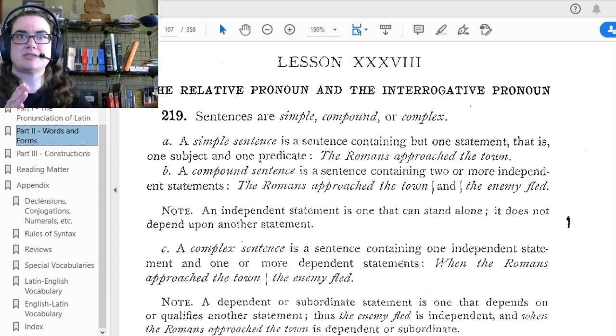A compound sentence has two or more independent statements. The Romans approached the town, comma, and the enemy fled. Two totally independent statements, both with subjects and predicates. You know, you could write them as two simple sentences, but we make them a compound. Fine. See, an independent statement is one that can stand alone. It does not depend upon another statement. Okay. But then there's complex sentences.